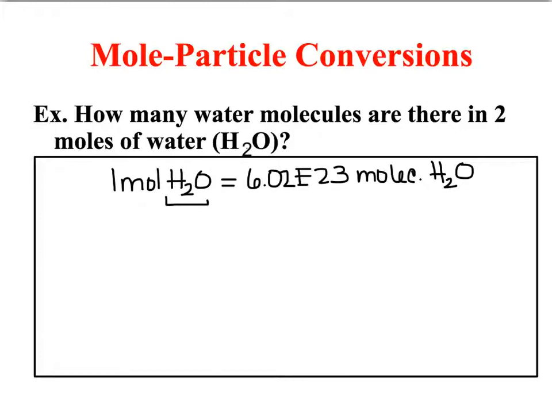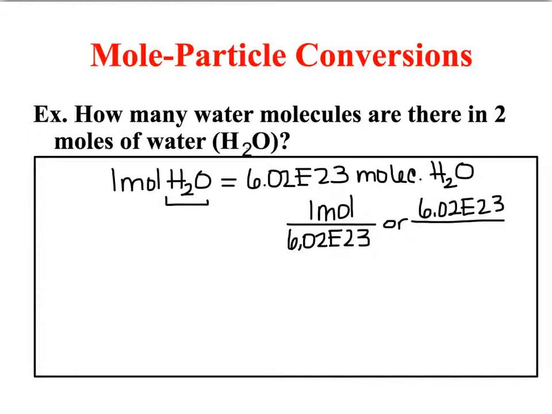So remember, dimensional analysis was a way of setting up conversions. In other words, if 1 mole of water is equal to 6.02 times 10 to the 23rd molecules, that means you could set it up as a fraction: 1 mole would be equal to 6.02 times 10 to the 23rd molecules, or 6.02 times 10 to the 23rd molecules would be the same as 1 mole. We can set this up as a fraction because basically this is saying 1 over 1.